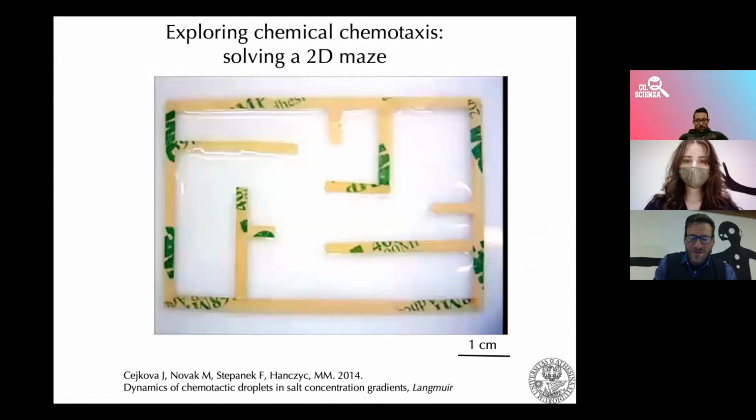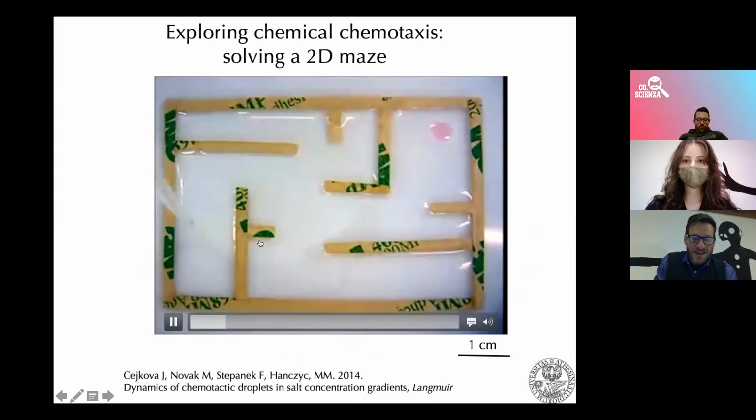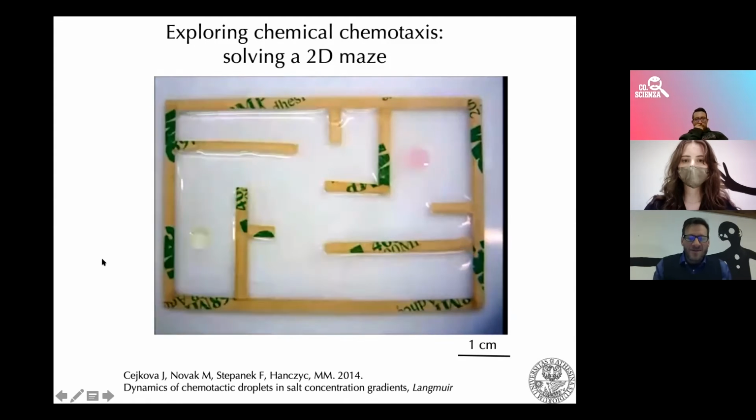So you can do something fun like this, where you put your droplet here. It's not motile yet. Here's the source of chemistry, the chemoattractant, here. And then the question is, can that droplet find the source of chemistry in this maze?